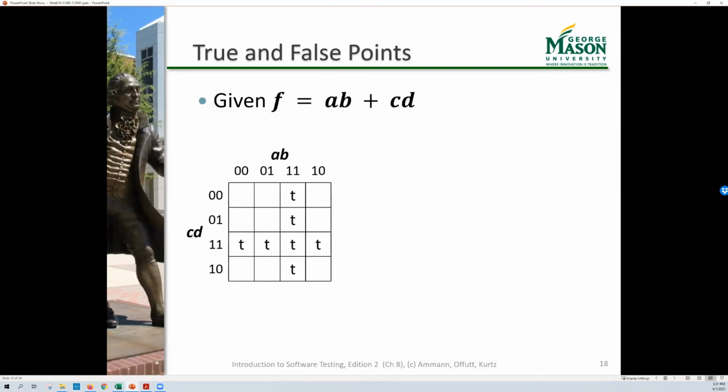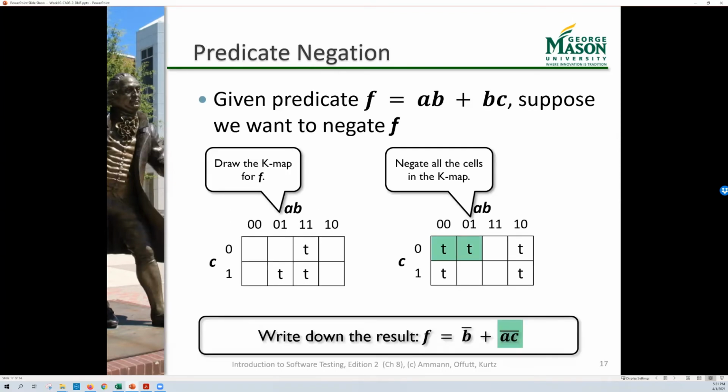Professor, previous slide. Yes. Isn't the result F bar?